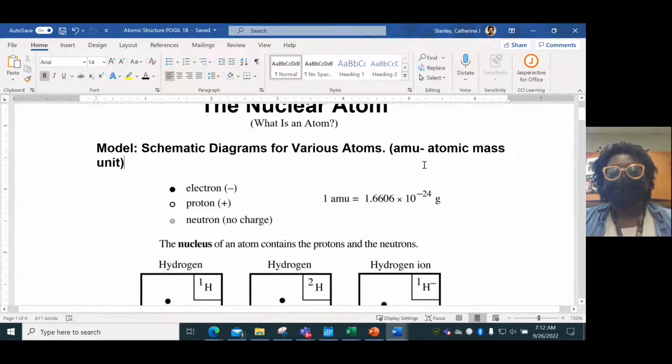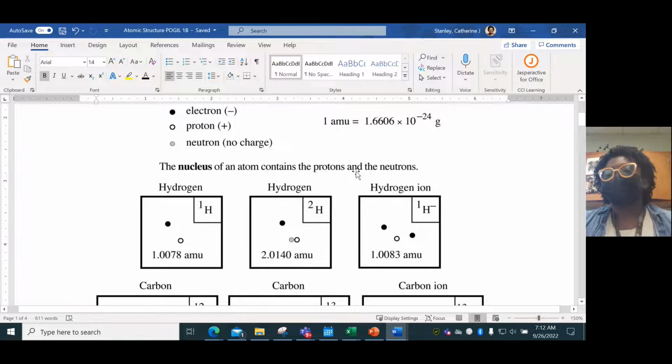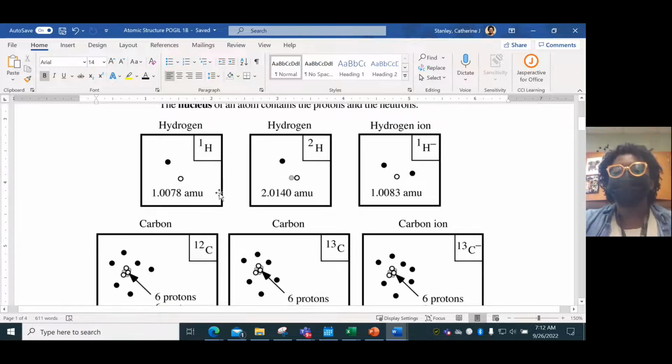All right, here we go. Next, we know that the nucleus of an atom contains the protons and neutrons. They gave us this information for free. Say thank you. Thanks, sweetie. Okay, now we have some different things. We have hydrogen, and we have a 1 with the hydrogen. We have a 2 with this hydrogen, and we have a 1 hydrogen minus, but this hydrogen is called an ion. What else have you noticed about these 3 versions of hydrogen?